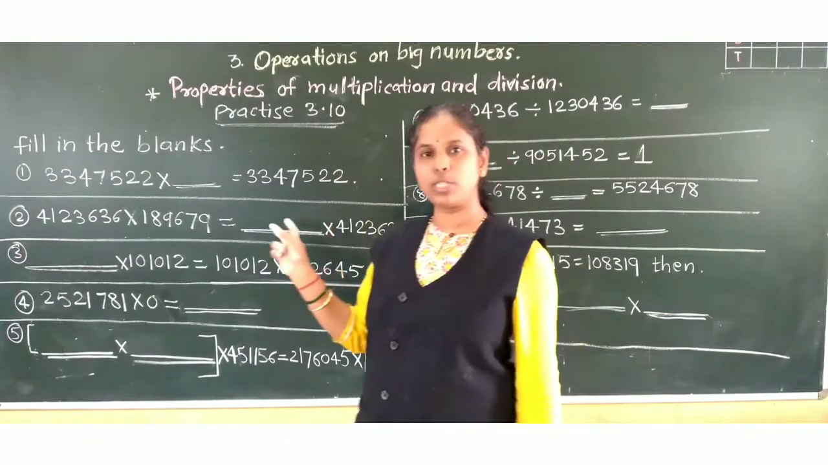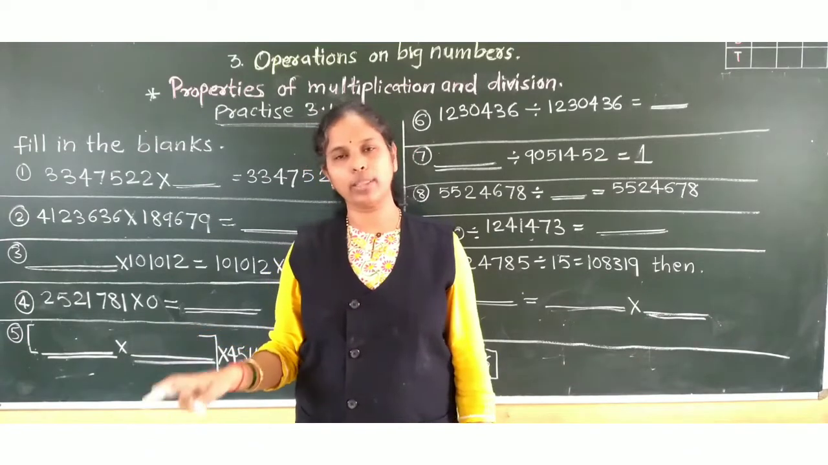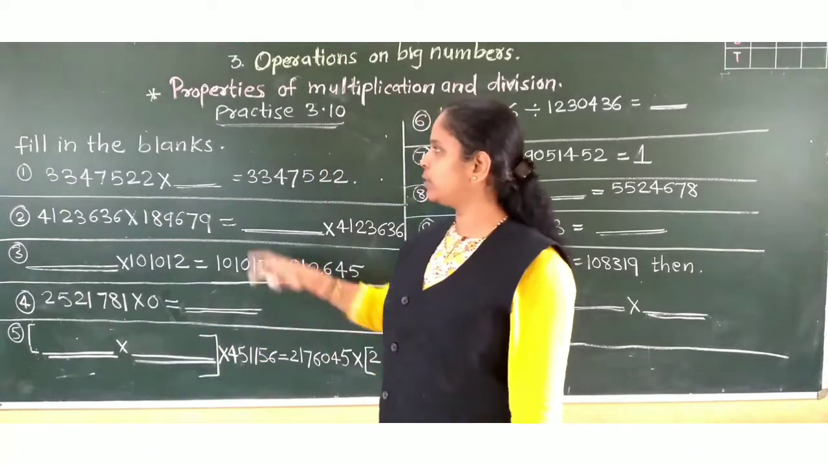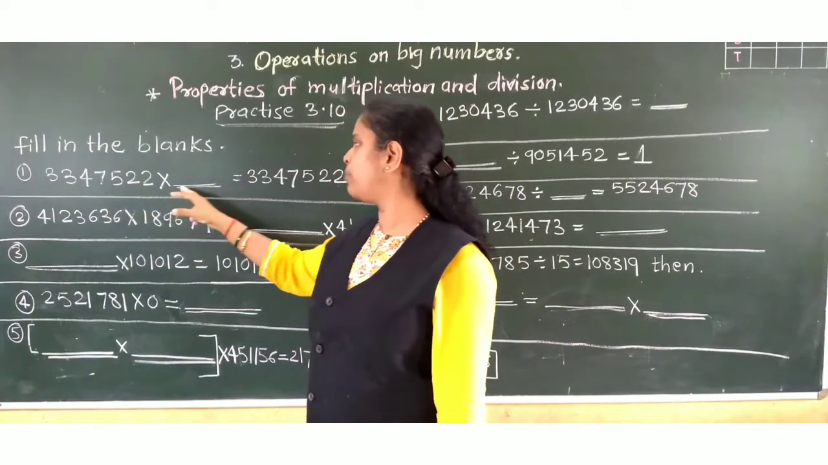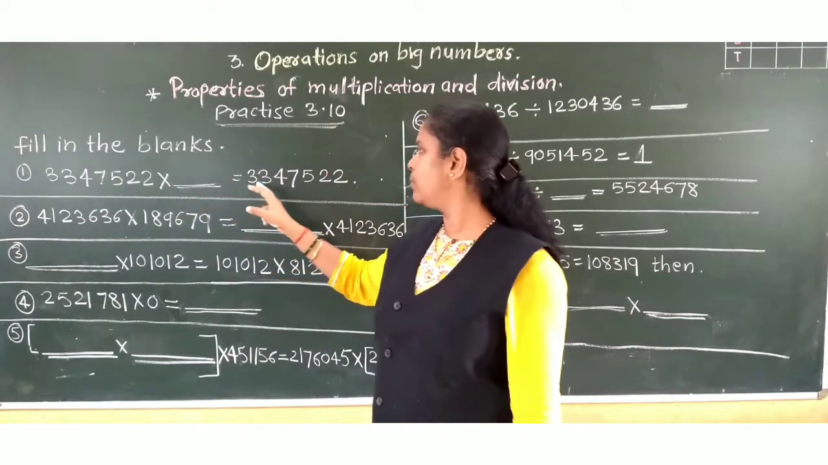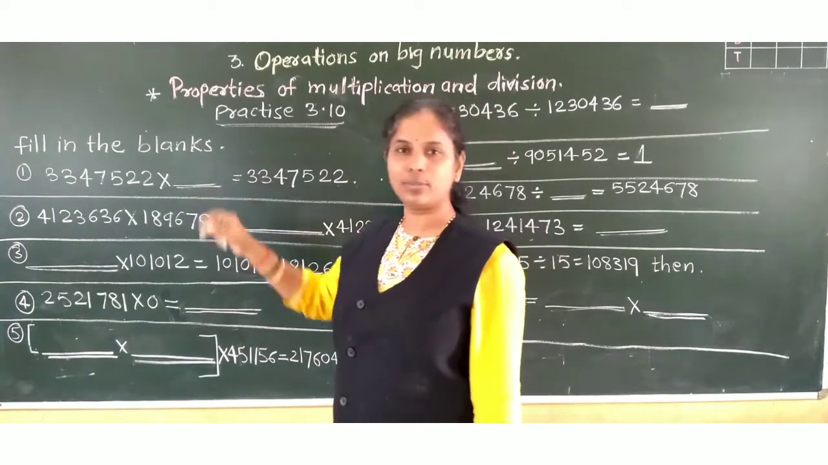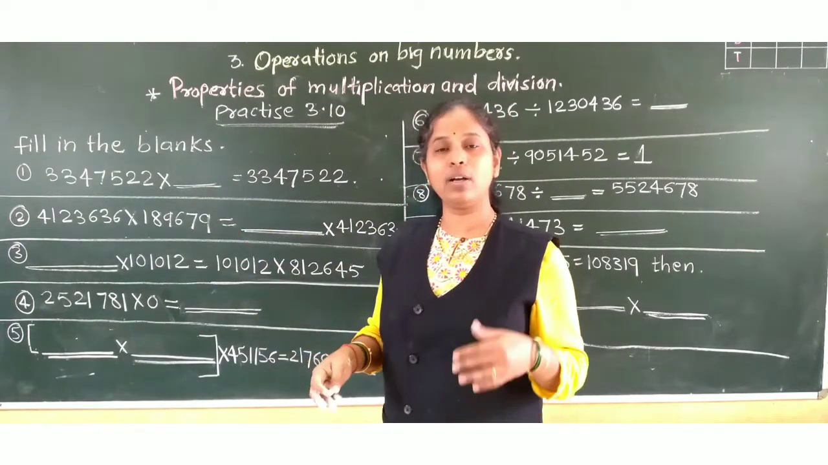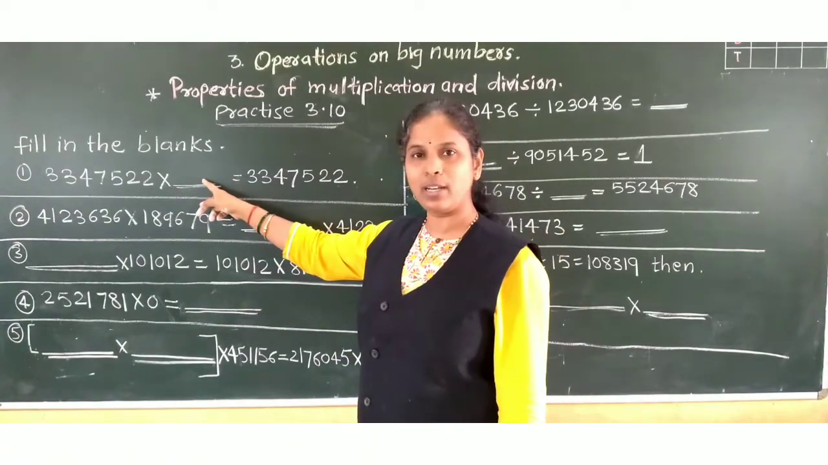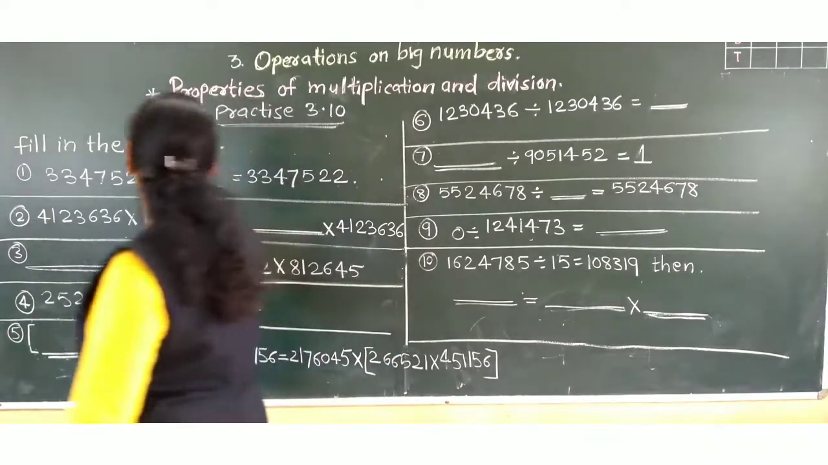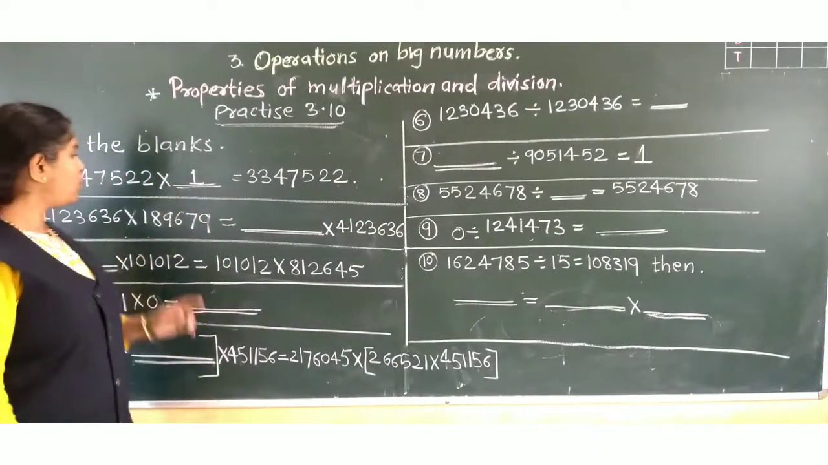This practice is based on the properties of division and multiplication that we just learned. Now see here, fill in the blanks. Suppose one number is multiplied by any number and the answer gives the same number. So what should be here? When we multiply a number by 1, we get the number itself, no? So here what answer should be there according to the property? Yes, here 1 should be there. Correct?